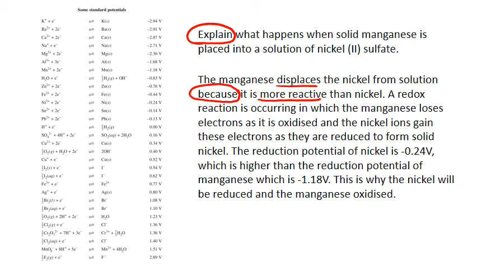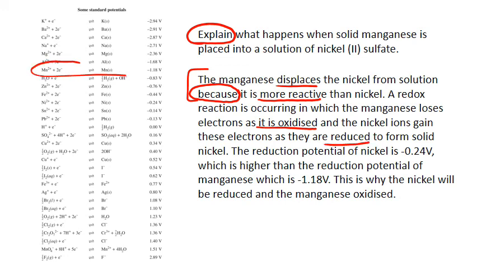Now, if this is just worth 1 mark, that may be all there. But if it was worth more marks or explicitly referred to standard potentials in the question, then I'd need to refer to this table on the left. So let's keep going with our explanation and give more detail. A redox reaction is occurring in which the manganese loses electrons as it is oxidized, and the nickel ions gain these electrons as they are reduced.